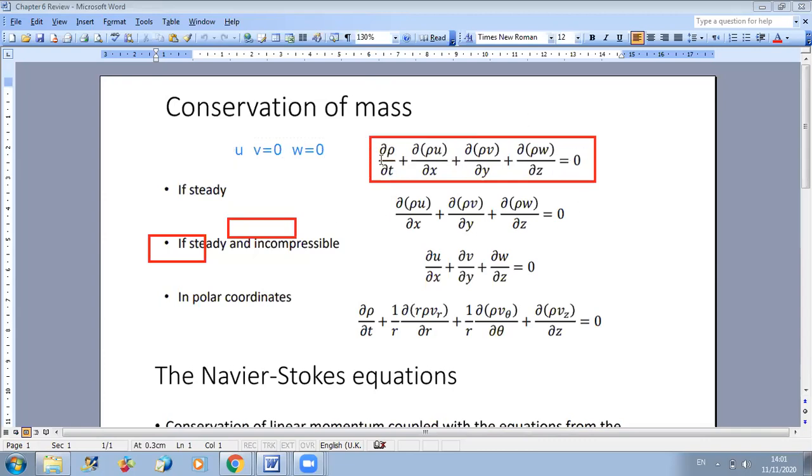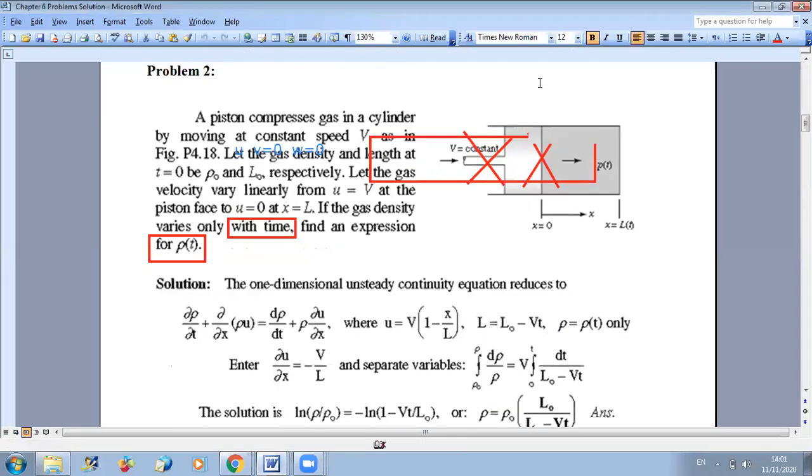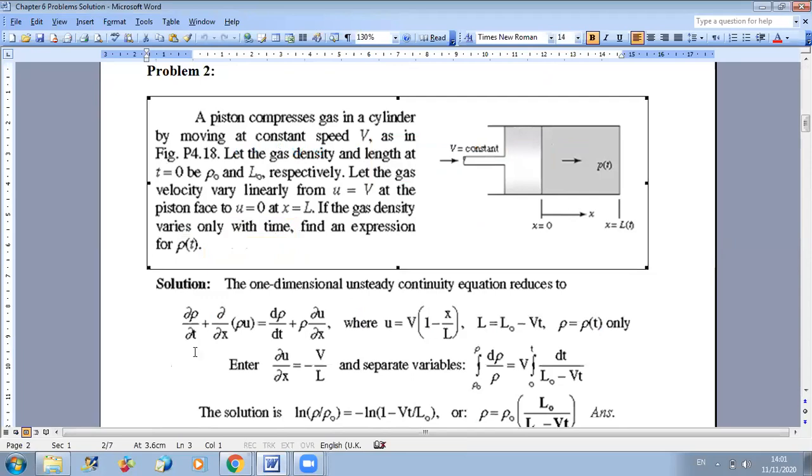So this equation in this problem will be simplified because I only have u, I don't have v, and I don't have w. Okay, so now I will write that in my problem del rho by del t plus del rho u by del x equal to 0. So let us put it here. I will use the following relation: del rho by del t plus del by del x rho u equals to 0.